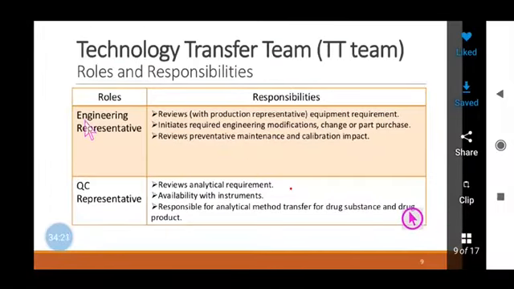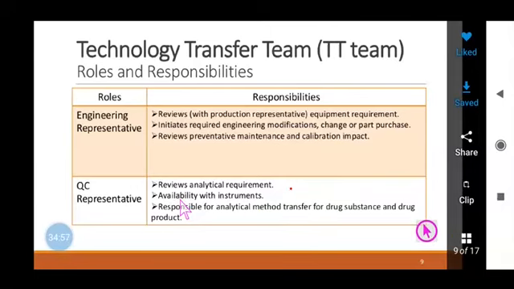Moreover, the engineering representative has the responsibility to review equipment requirements in consultation with the production representative. Then he would initiate required engineering modifications, change or part purchase, and he would review preventive maintenance and calibration impact. Then the QC representative has the responsibility to review analytical requirements. Then he would see the availability of the instruments.